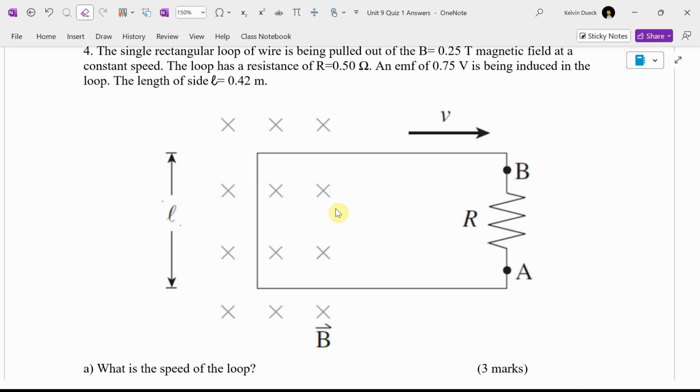So if we have a reducing magnetic field into the page, we want to increase the magnetic field into the page. If I point my thumb into the page, the current is going to go in that direction. That's what Lenz's law says.